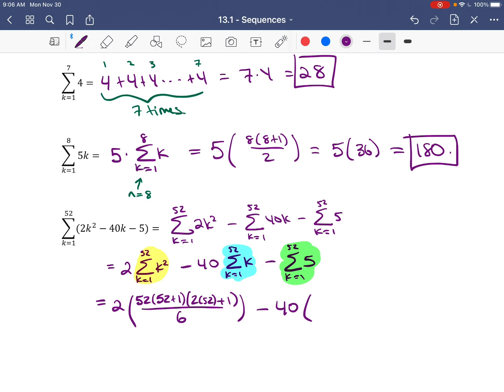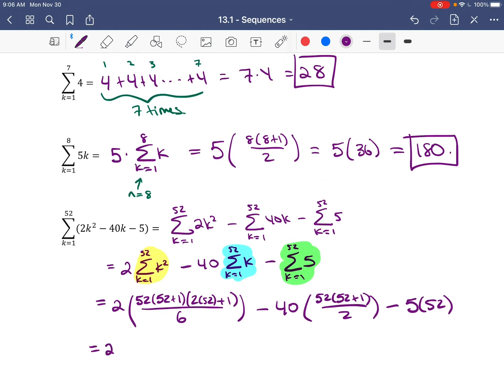Now when I sum the k's, that's n times n plus 1 over 2. So that's 52 times 52 plus 1, all over 2. And then the sum of a constant is just the constant times n. So it's going to be 5 times 52.